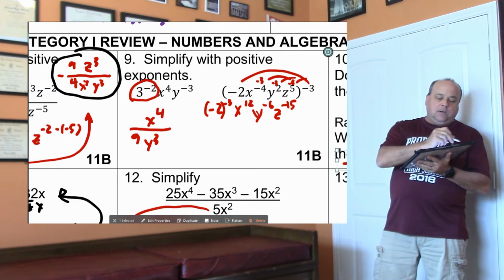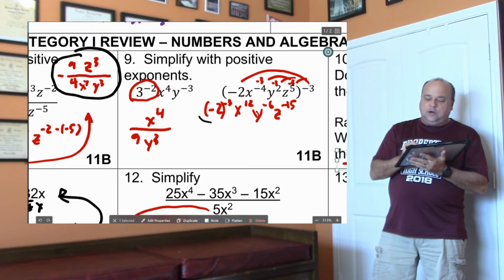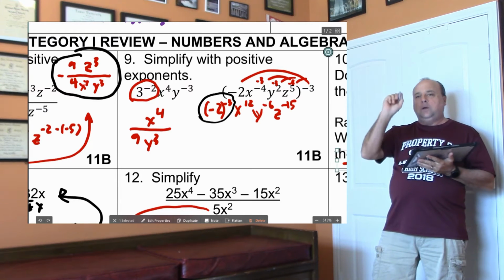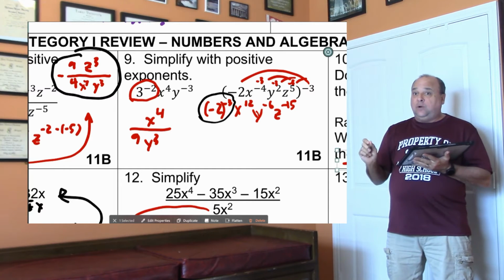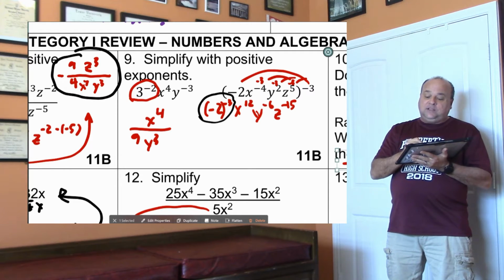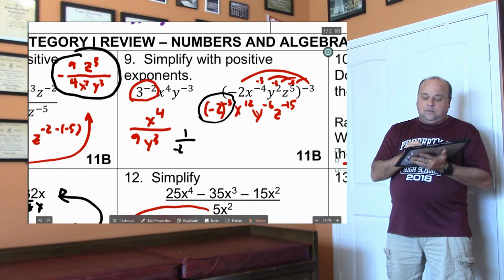Okay? Now then, punch this into the calculator. Do your number with the calculator. So if you were to punch -2 to the -3 in the calculator, the -2 is in parentheses, this would actually be what's going to happen.